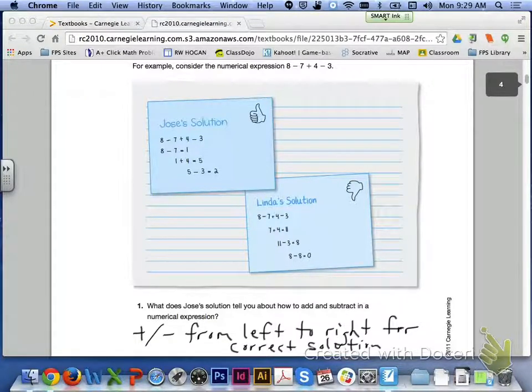If we take a look at the answer to number 1, I think that we should be adding and subtracting from left to right in order to get the correct solution. So whenever you have an order of operations problem where there is just adding and subtracting, you can just read it like a sentence from left to right in order to get the correct solution.